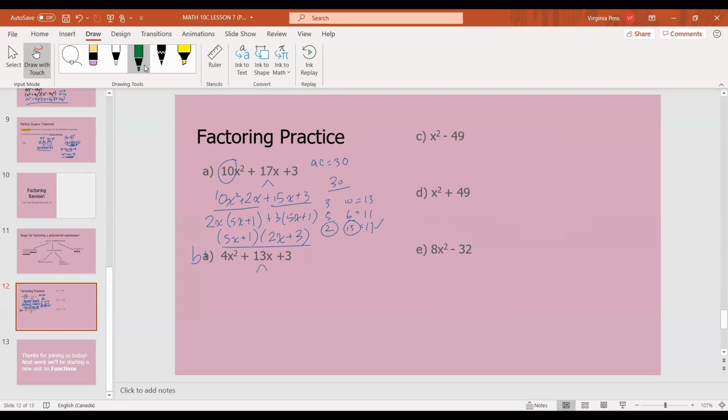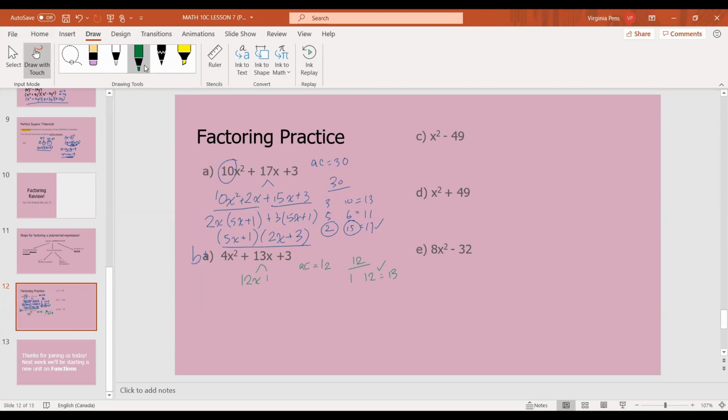Let's break down 13. AC in this case is 4 times 3, which is 12. So what we can do is find factors of 12 that add up to 13. Oh, this one's pretty obvious. 1 times 12 will definitely add up to 13. Check.